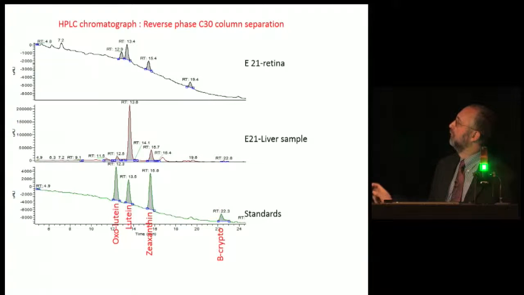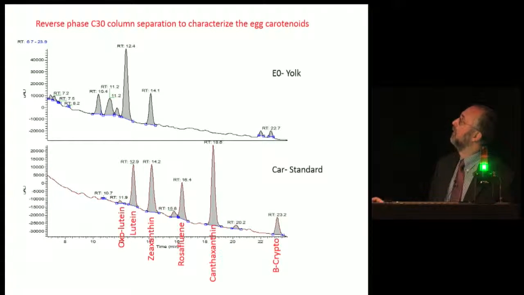With C30, you can also do retina, liver, and standards here. And that way we can also pick up other carotenoids such as beta-cryptoxanthin. We can look for astaxanthin and canthaxanthin, which we didn't see here. And you can see the differences between retina and liver, and I'll go into those in detail. And egg yolk, again, you can see the various different carotenoids we can detect in standards, but egg yolk is really primarily lutein and zeaxanthin here, and some oxolutein and a few other non-carotenoid compounds. There actually is no beta-cryptoxanthin here.